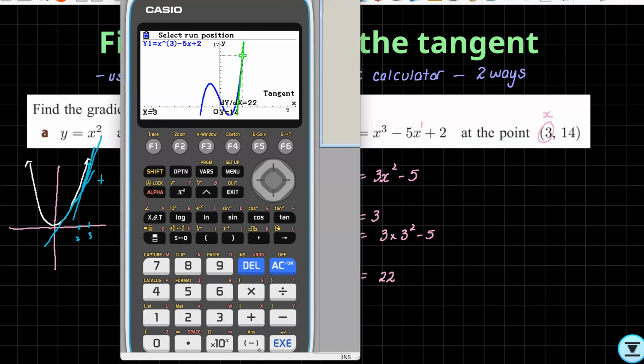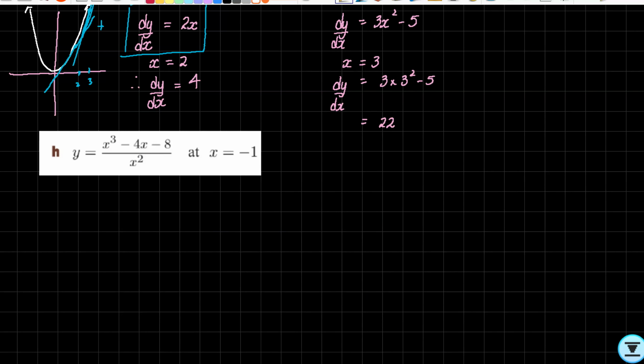So when you have a fraction, simplify it first. Okay, so remember with ones like this, what you want to do is actually divide through by the x squared first, so simplify. So x cubed divided by x squared, dividing by the same base, take the powers, so that's going to be x, minus 4x, that's technically a 1. So 1 take 2 is minus 1, and then that's going to be minus 8, x to the minus 2.